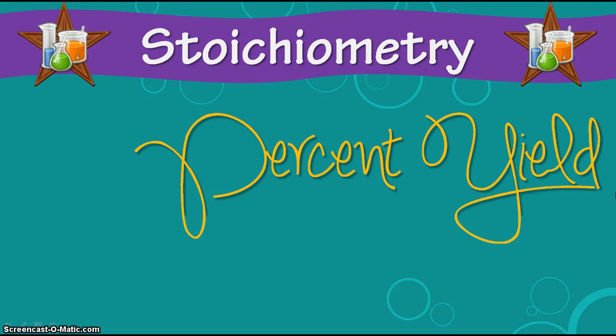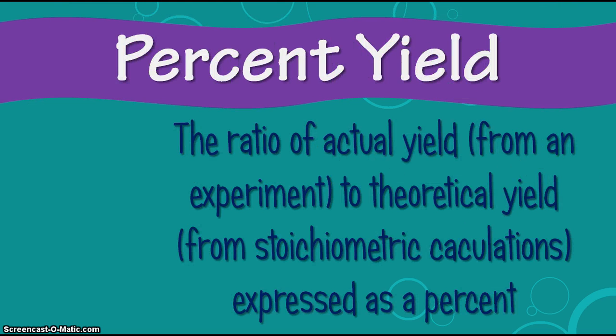Hey, what's going on? Today we are going to be looking at percent yield in stoichiometry. So what is percent yield? Well, it's defined as the ratio of actual yield, which will come from actually doing the experiment, to theoretical yield, which is what you'd theoretically calculate should be your amount. And of course, expressed as a percent.